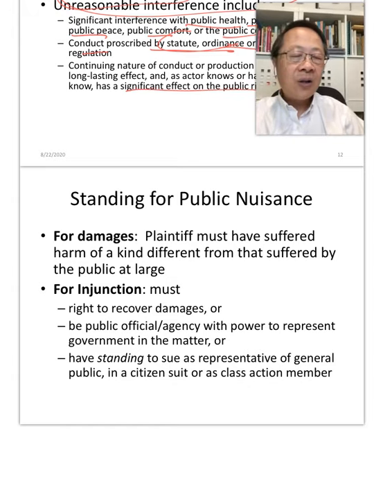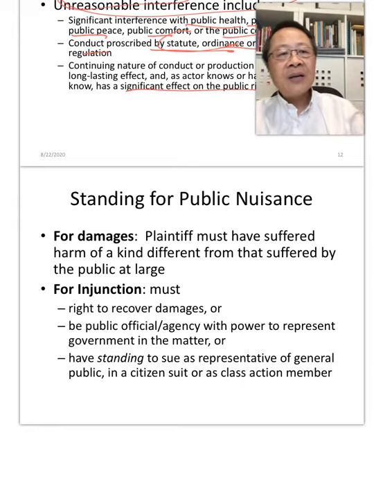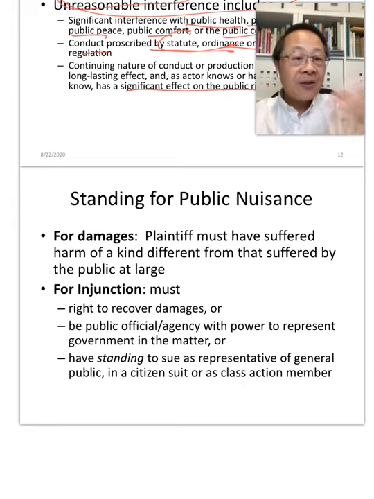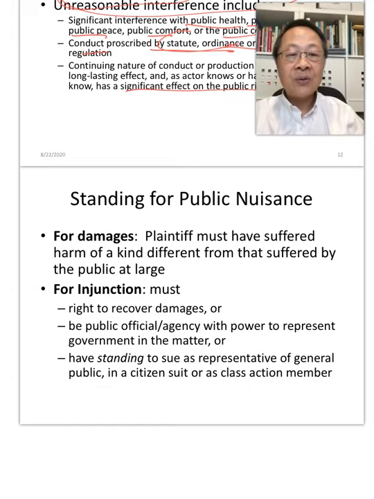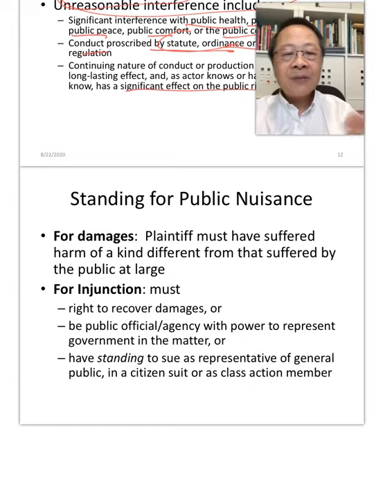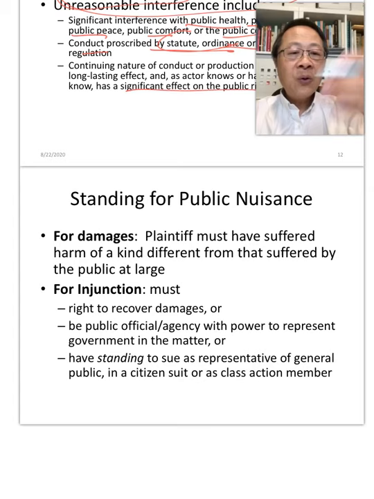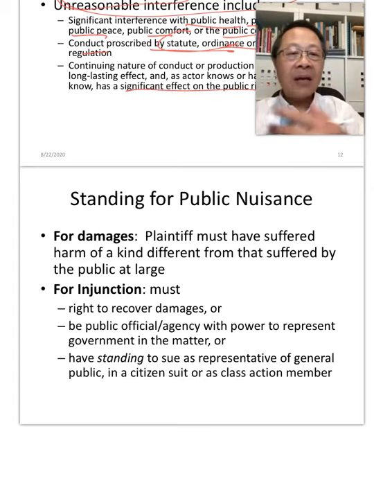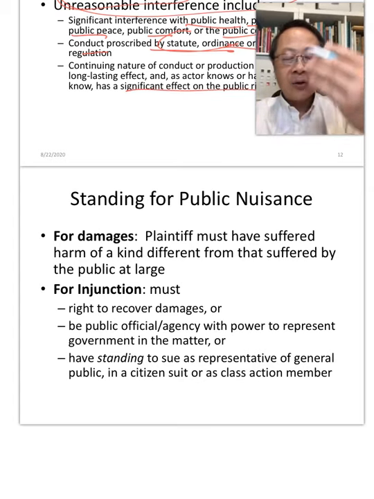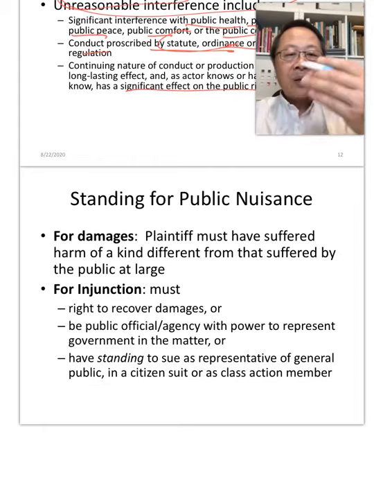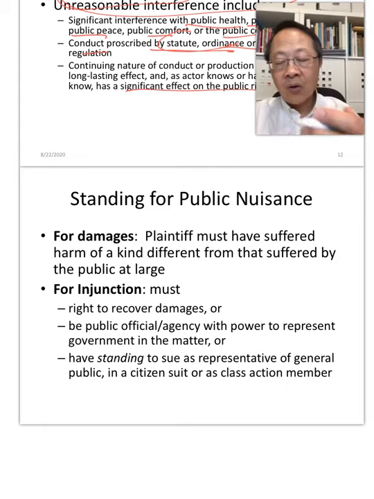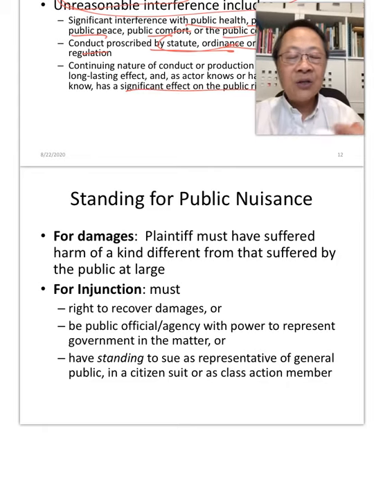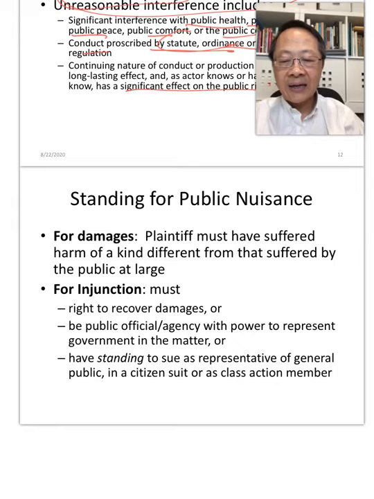suffer a special harm. So just because something bothers you, if it bothers everybody else, you have no special standing or right to bring a public nuisance claim. On the other hand, if you're specially affected, as with the road blocking, if you live on that road, even though everybody's bothered by a tree or by the blockage of the road, you are especially affected because maybe you won't be able to go to your home. That would give you a special injury that would then give you standing.